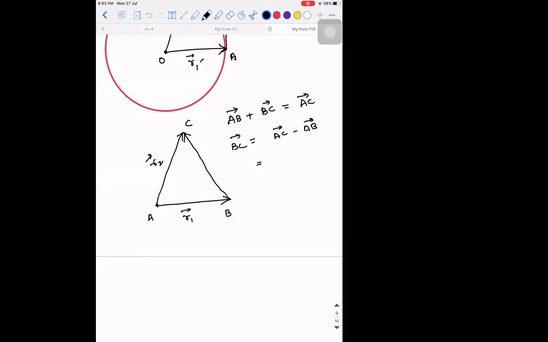So what is AC vector? It is R2 vector. What is AB vector? It is R1 vector. So R2 minus R1 is nothing but the difference of those two vectors. Difference in mathematics is represented by delta. So what I'm going to do is I will write this as delta R. Is that point clear?